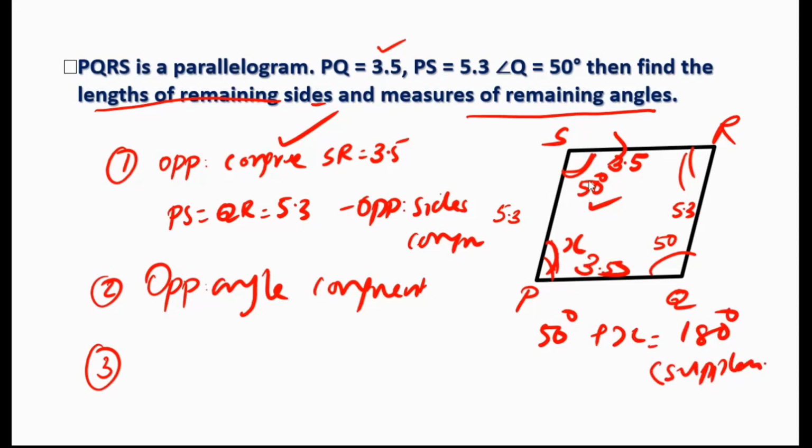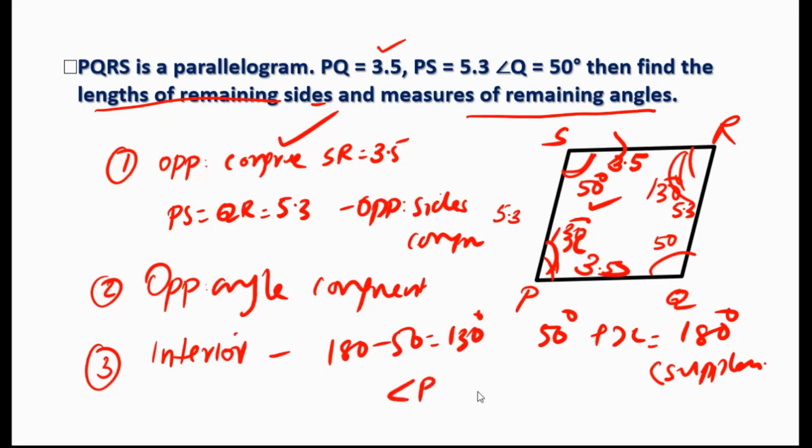That means if this is written as 50 degree, some measurement is not accurate to the marking, then this should be equal to 130 degree. Opposite also should be 130 degree. That means we know the interior angle property, so you will write 180 minus 50, 130 will be the angle P, which is equal to angle R will be equal to 130 degree. So this way we will write the measurement of all the angles.